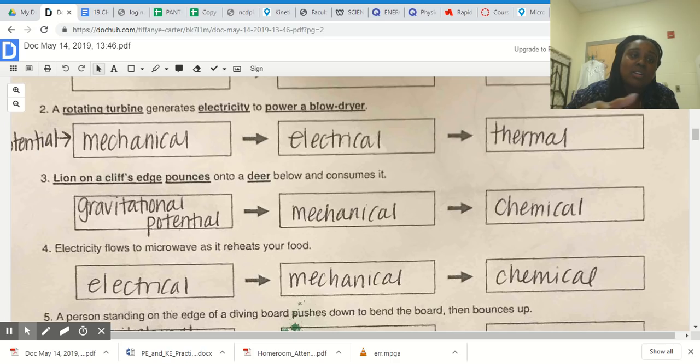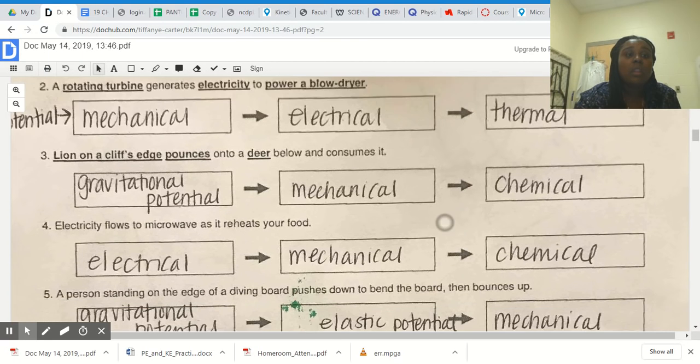And then once that turbine began to turn, it's going to convert that potential energy into kinetic energy. So that's potential plus kinetic. So that means it's mechanical energy. And then as the mechanical energy is being used, it's going to typically create some electricity. So that's electrical energy. And that electrical energy is going to power a blow dryer. So a blow dryer is going to create some thermal energy. You could also say sound energy.